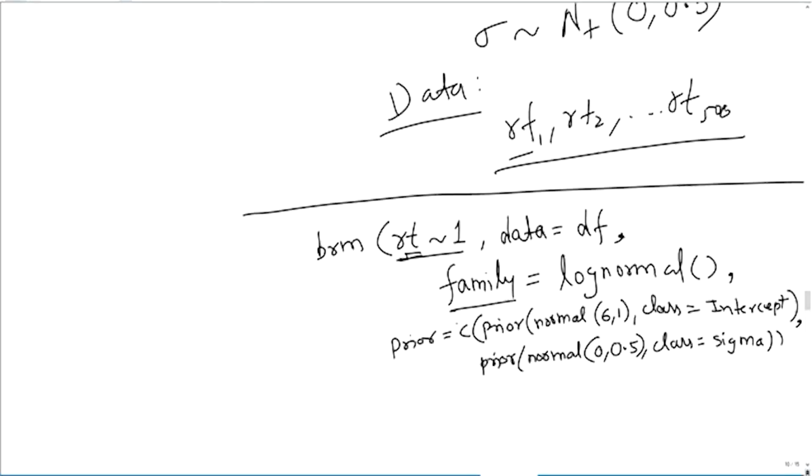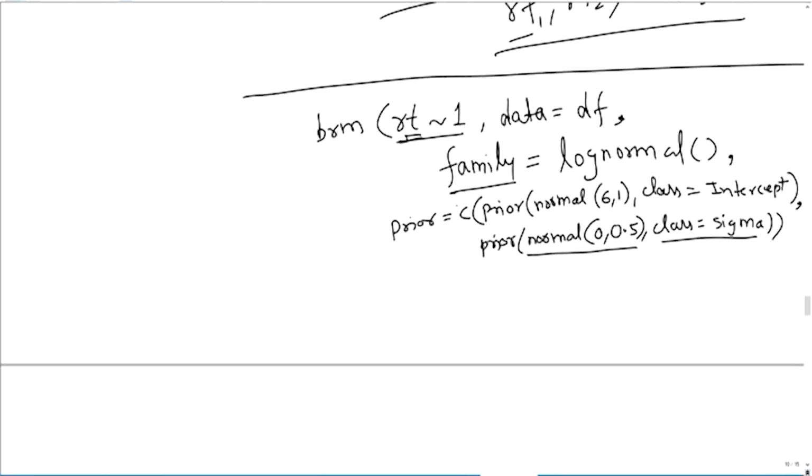Once you define class as sigma, the program in the background which transforms this into Stan code will automatically understand that this can't be normal 0, 0.5, this has to be truncated normal 0, 0.5, because sigma can't be less than 0. All right, so this is how we define likelihood and prior. Most of the work is done here.